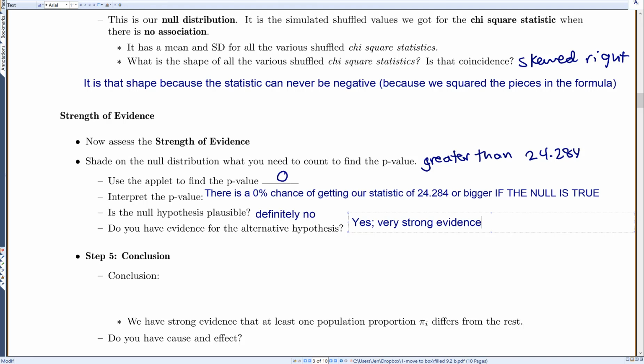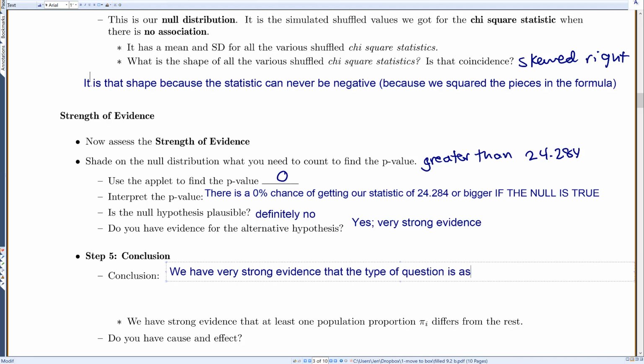So that was all step 4. We found a statistic, we simulated, we found our strength of evidence. Now in step 5, we can write our conclusion. So our conclusion is we would probably want to say something like, we have very strong evidence that what? Okay, so now just repeat your alternative hypothesis, which in this case was that there was an association. So very strong evidence that the type of question is associated with whether or not they want to be a donor, or they signed up to be a donor.